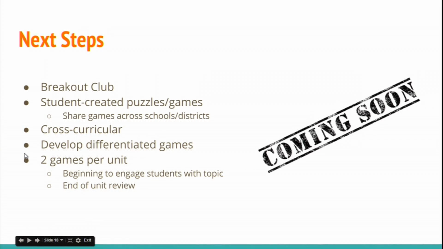My big goal for my content is to have 2 games per unit. We have 6 ancient civilizations that we look at. I would love to have a beginning of unit and an end of unit. The beginning of unit is to just engage the students with the topic. They can get a taste of different things about that civilization. And then the end of unit would be the review.